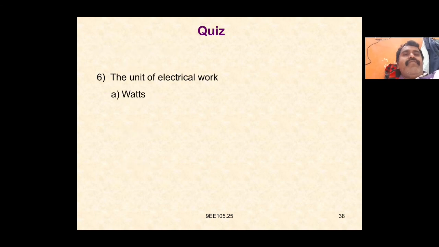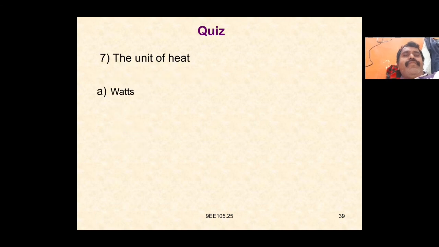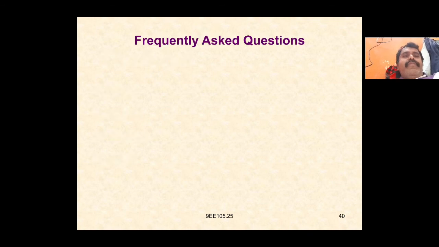Unit of electrical work: watts, calories, watt second, joules. It is watt second. Unit of heat: watts, calories, watt second, joules. It is calories.